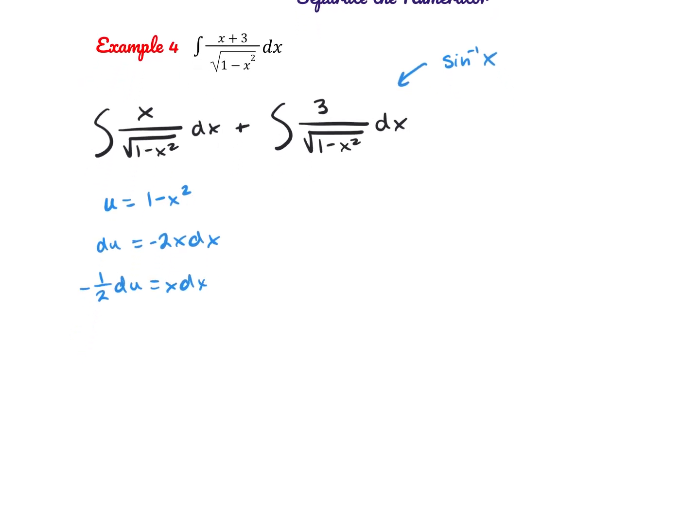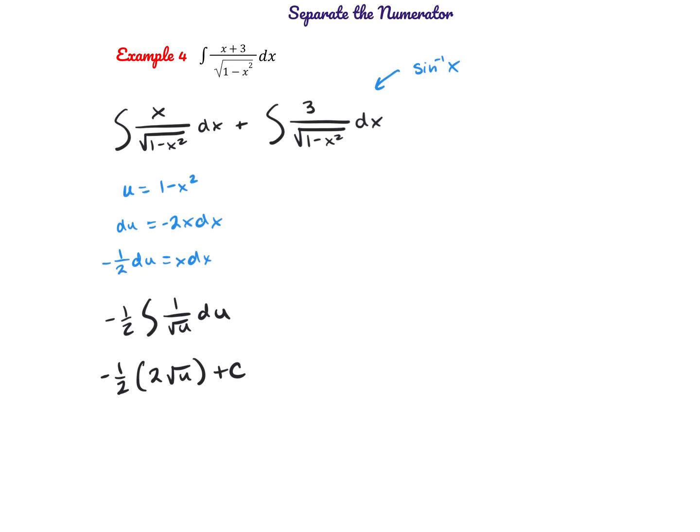Okay, and then we have negative 1/2, and then we have 1 over the square root of u du. So this would give us 2 times the square root of u plus c. Zoom out. So we have negative square root of u plus c, and then we could substitute back in. So negative square root of 1 minus x squared.